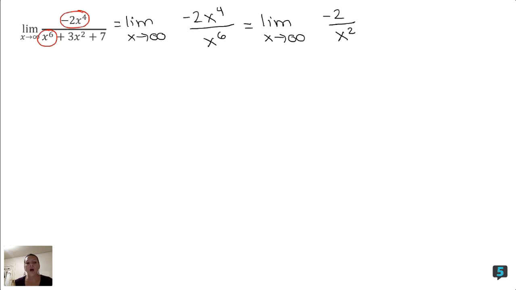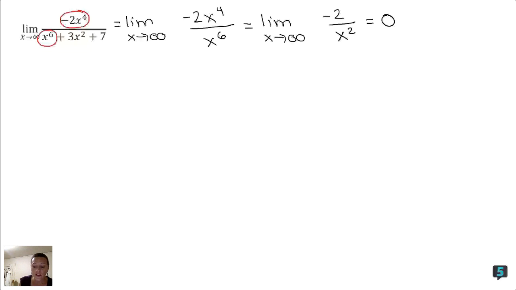Because the denominator is going to continue to grow bigger and bigger, that means the overall function is going to get smaller and smaller until it's basically 0. So the limit as x approaches infinity of negative 2 over x squared is going to go to 0. The denominator is getting larger and larger here, so that function negative 2 over x squared is going to go to 0, okay?